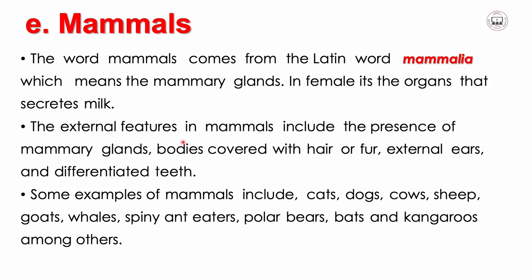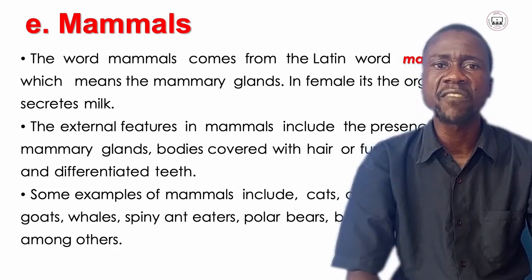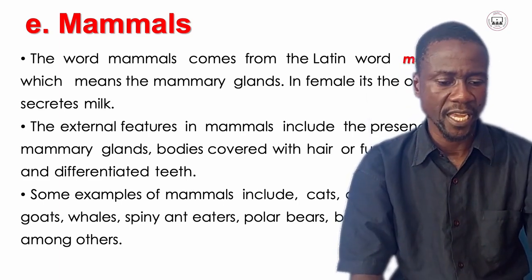So the external features in mammals include the presence of mammary glands, bodies covered with hair or fur, external ears, and differentiated teeth. Some examples of mammals include the cats, dogs, cows, sheep, goats, whales, spiny anteaters, polar bears, bats, kangaroos, among others. You may be surprised that I've been mentioning some species like the whales.